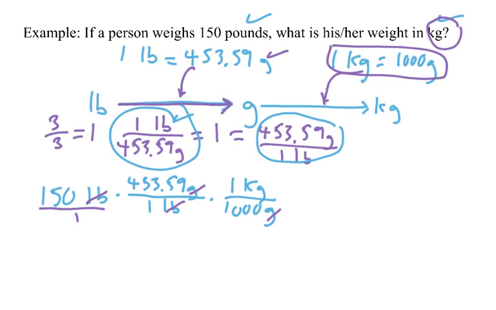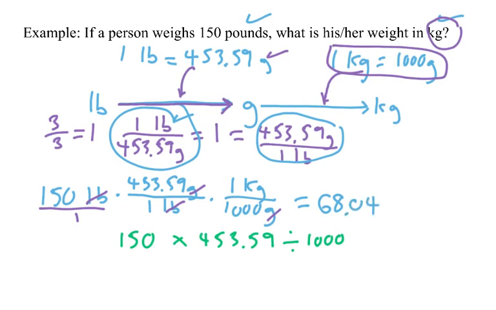Now, the calculation you would probably want to do on a calculator, anything that's in a numerator is being multiplied, anything that's in the denominator is being divided. So what you would actually punch into your calculator is 150 times 453.59 divided by 1,000. And I'm going to pause briefly for you to do that. And hopefully now you have done that calculation. And I'm going to write an answer rounded off to 2 decimal places. I got 68.04 kilograms.